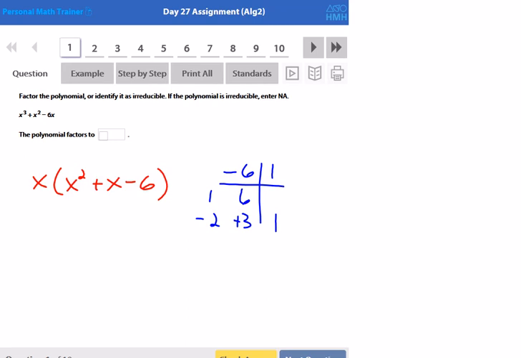Since my lead number was 1, I still have the x from the greatest common factor, but now I can just say x minus 2 and x plus 3.